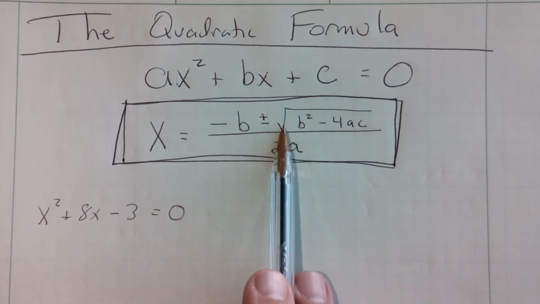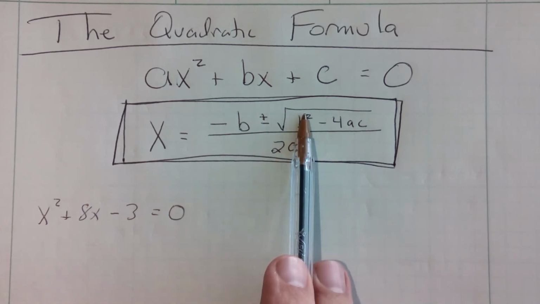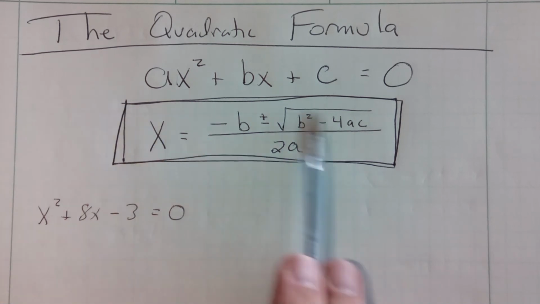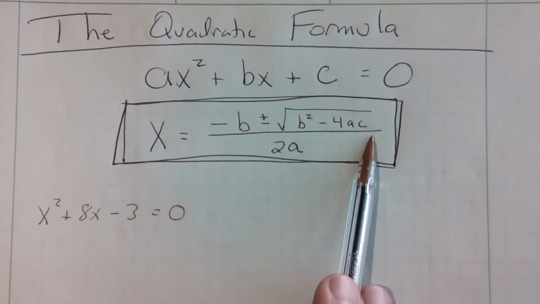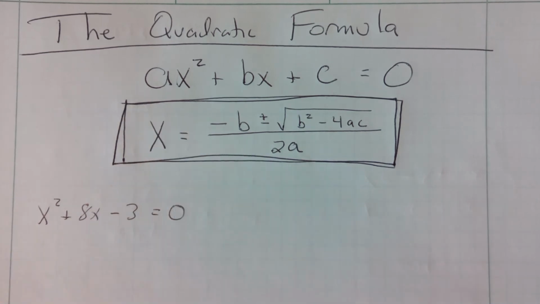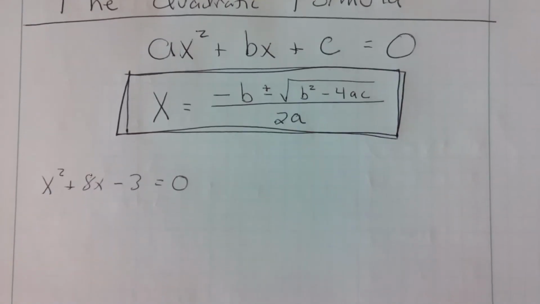This square root of b squared, that's the b term, squared, minus 4 times a times c, all of that divided by twice a. So again, I'd love to show you how we get the formula, but for right now, let's just show you how to use the formula.